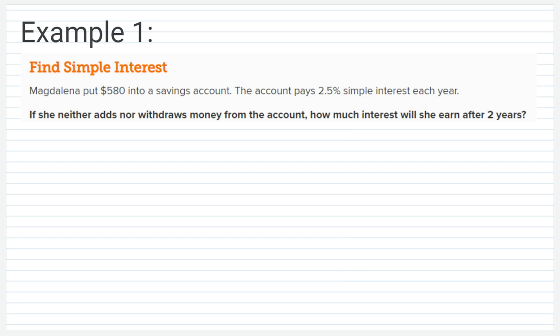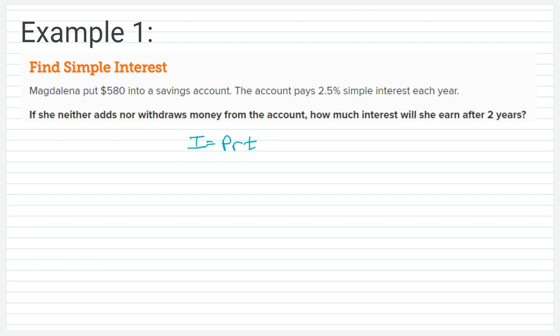In this one, it says Magdalena put $580 into a savings account. The account pays 2.5% simple interest each year. If she neither adds nor withdraws money from the account, how much interest will she earn after 2 years? So with all of these questions, if it says anything about simple interest, we're going to be using again that I equals PRT formula, right? The interest equals the principal multiplied by the rate multiplied by the time. So now it's just a matter of plugging in the information from this problem into this equation.